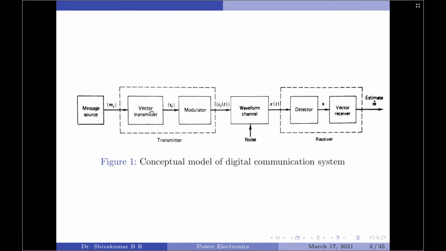The transmitter part is made up of two subparts. The first one is a vector transmitter which takes the input symbols and converts them into signal vectors which are represented by Si. These vectors are then fed as inputs to the modulator that converts the vectors into signals, and these signals are represented by Si of t.